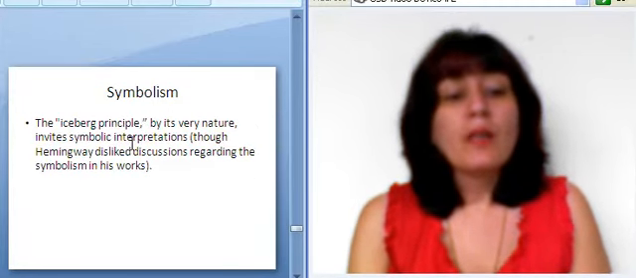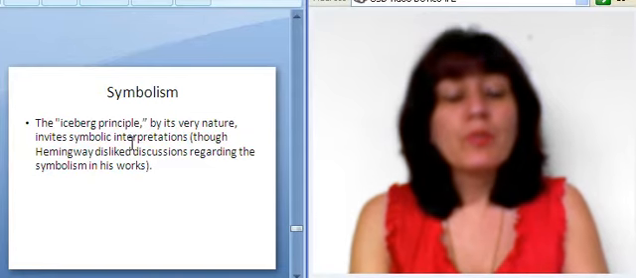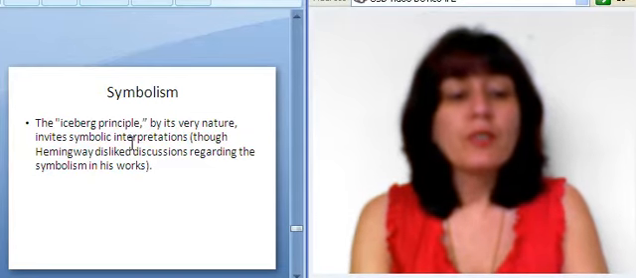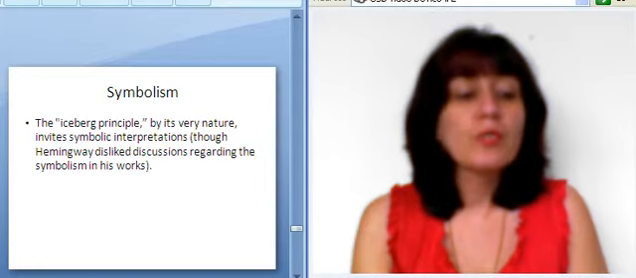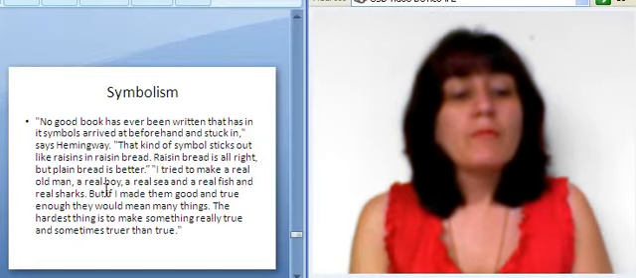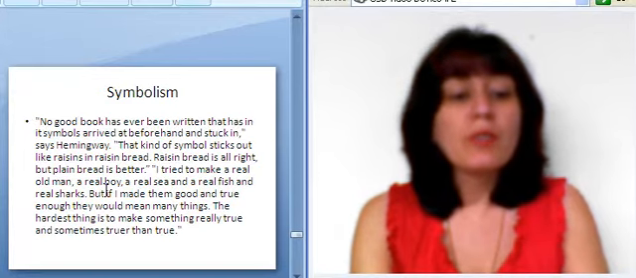Symbolism. The iceberg principle, by its very nature, invites symbolic interpretations, though Hemingway disliked discussions regarding the symbolism in his works. He says, "No good book has ever been written that has in it symbols arrived at beforehand and stuck in. That kind of symbol sticks out like raisins in raisin bread. Raisin bread is all right, but plain bread is better.